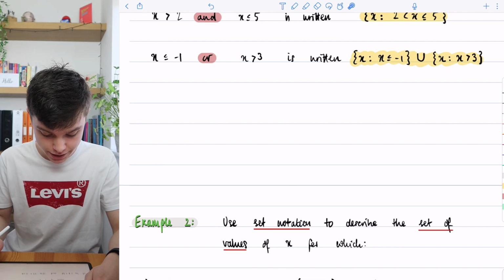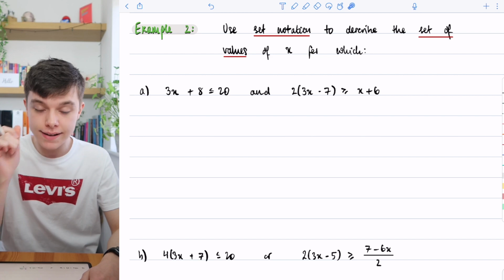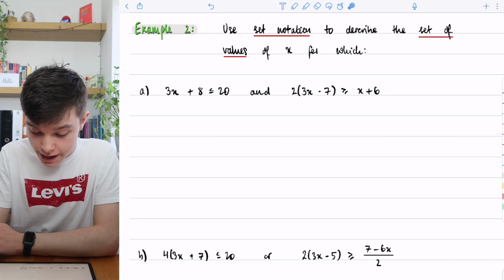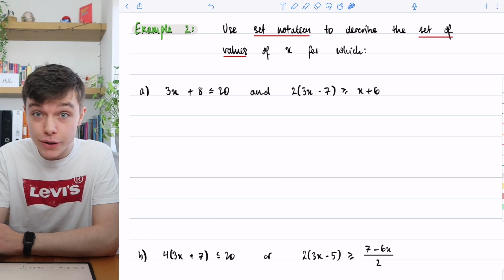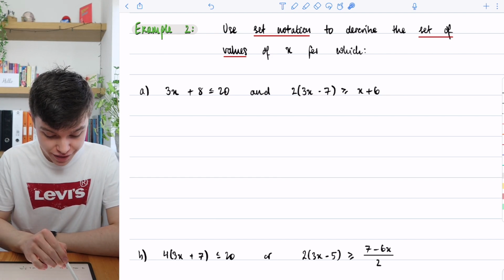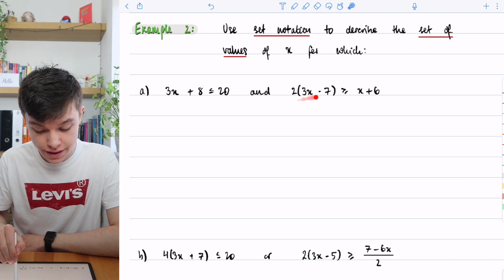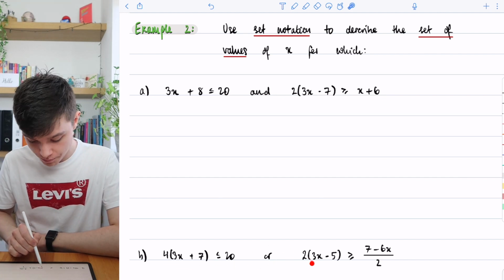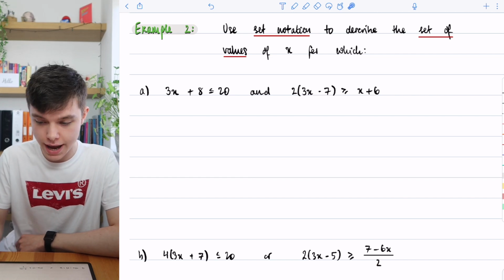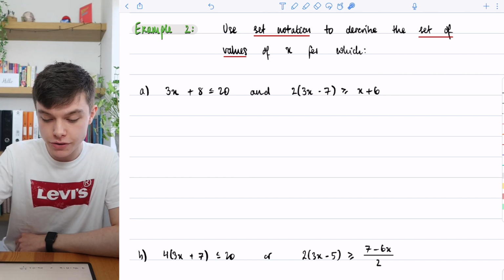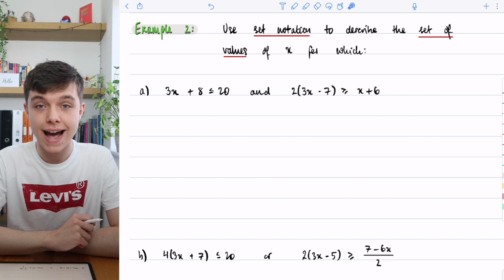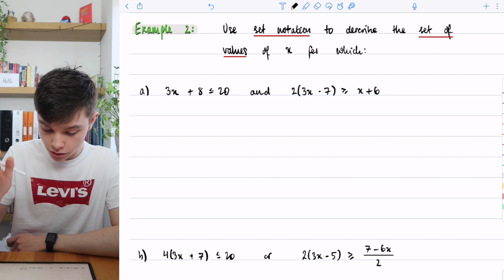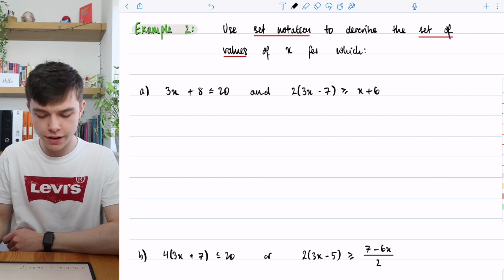Okay, so let's have a look at the final example for this video. What we want to do is use set notation to describe the set of values for x for which this inequality and this inequality hold, and here this inequality or this inequality hold. Okay, so press pause and have a go if you want to, and then we'll work through the answer. Don't worry if you didn't pause, do not fear, we'll go through it right now. It is a little tricky when you first do this.